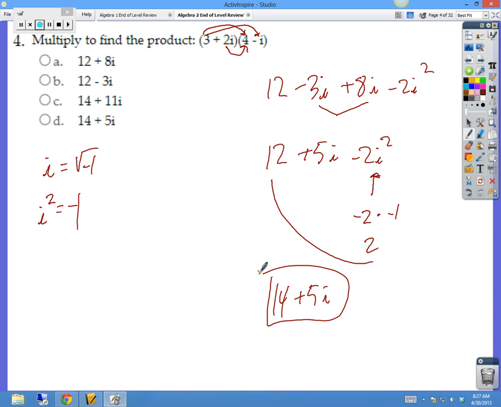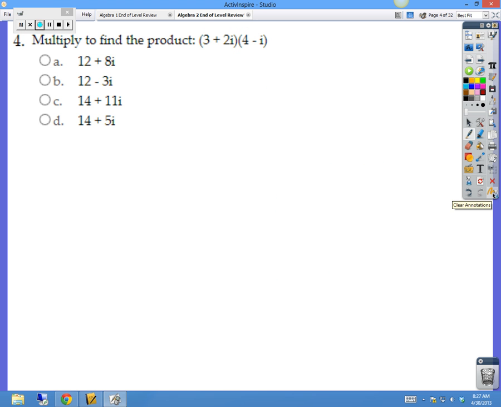Okay, now here's what you've really got to be prepared to do for the test. On your maps test, this might show up. What if you have i to the 37? i to the 37 is either going to be A, 1, B, negative 1, C, i, or D, negative i. So which of those 4 is it going to be?